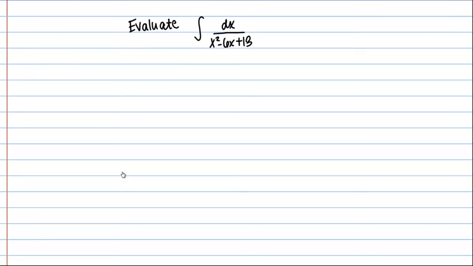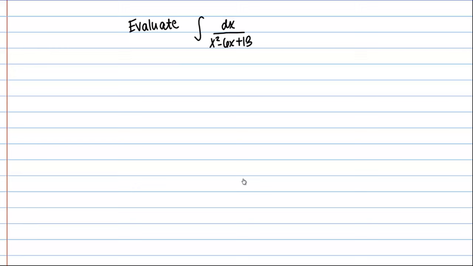Let's take a look at one last technique together. So here I've got the integral of 1 over x squared minus 6x plus 13 dx. So what's going to happen here? Well, I could let u equal the denominator, but then du would be 2x minus 6 dx, but there's no other x's to substitute for in the problem. Long division isn't going to work. I don't have a polynomial in the numerator, so it looks like I need some other approach in this case.